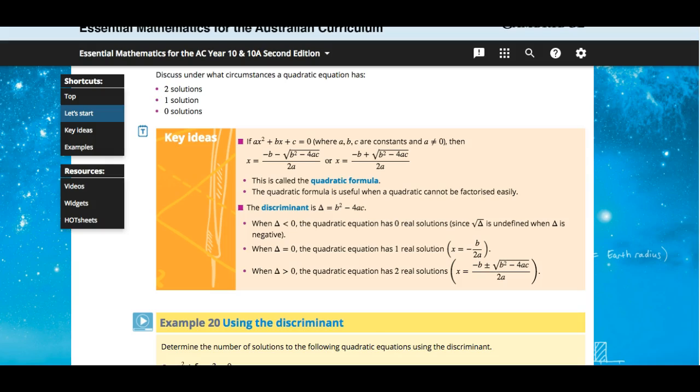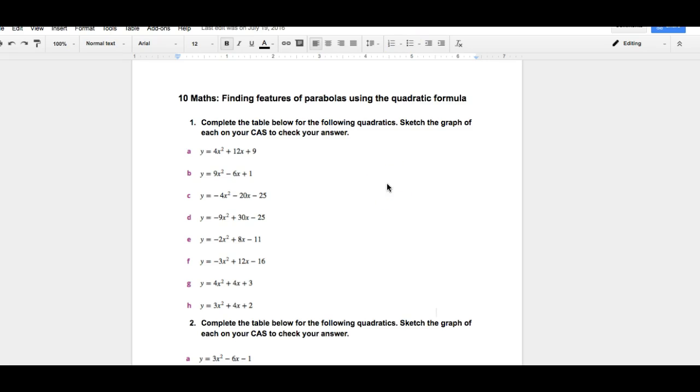All right, so let's have a look at this worksheet here. Finding features of parabolas using the quadratic formula. Whenever you're doing the quadratic formula, you always need to be in expanded form. You can't use the quadratic formula until it's in expanded form. Before you begin substituting, identify your values of A, B, and C. Here A is 4, so remember A is the coefficient of x squared, B is the coefficient of x, so in this case it's 12, and C is your constant.